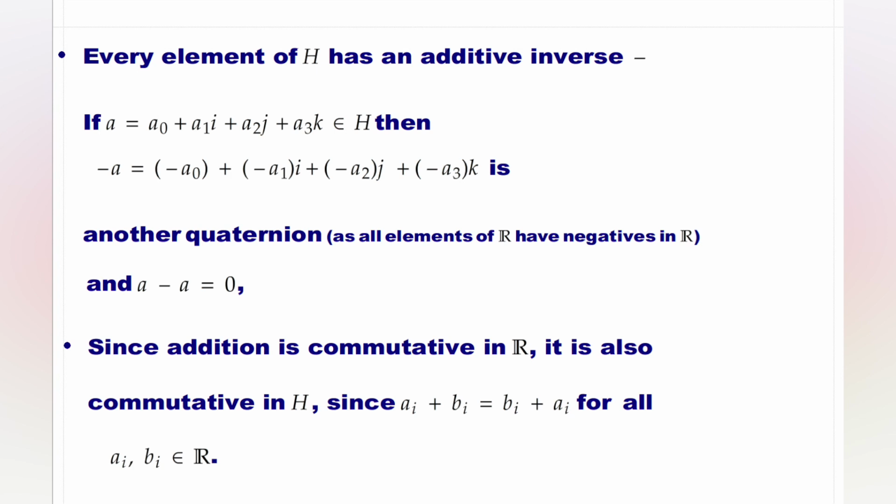Every element of H has an additive inverse. If a is equal to a0 + a1i + a2j + a3k in H, then minus a is equal to -a0 + (-a1)i + (-a2)j + (-a3)k, which is another quaternion, as all elements of R have negatives in R, and a + (-a) is equal to 0. Since addition is commutative in R, it is also commutative in H, since a_i + b_i is equal to b_i + a_i for all a_i, b_i in R. This all shows that the quaternions form an abelian group with respect to addition.